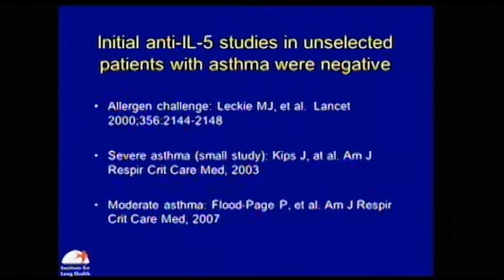So rather disappointingly, early studies of anti-IL-5 therapy were negative. There was absolutely no effect on allergen challenge. There was no effect in severe asthma, though this was a small study. And in a larger study of patients with moderate asthma, again, there was absolutely no clinical benefit. And in this last study, there was absolutely no change in lung function or beta agonist use or summary symptom scores. So anti-IL-5 was really put on the side of being no use.